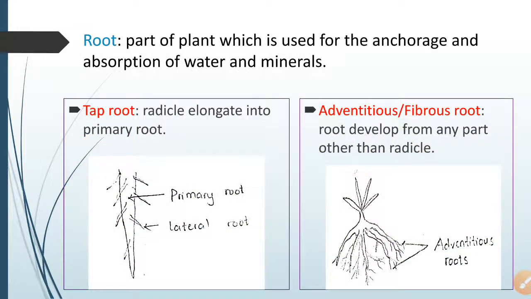Now to talk about the root, the second part is the root. So roots are the part of a plant which is used for anchorage and the absorption of water and minerals. Root is of two types, that is tap root and the adventitious or fibrous root. In tap root, usually the radicle elongates into a primary root. So mainly the primary root will be present, and the adventitious or fibrous root will develop from any part other than the radicle, means it will form many roots from the primary root.